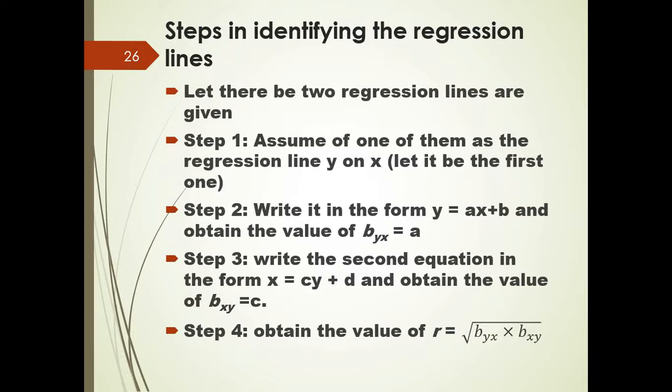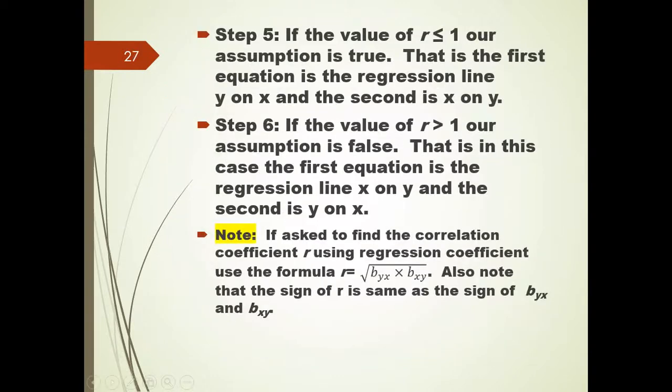Similarly, you can write x equal to cy plus d. If you have taken the first equation as y on x, then naturally the second equation turns out to be x on y, and you find r equal to root of byx into bxy. If the calculated r value is less than or equal to 1, then our assumption is correct, otherwise we have to revise it.